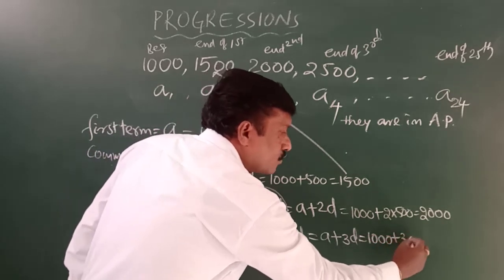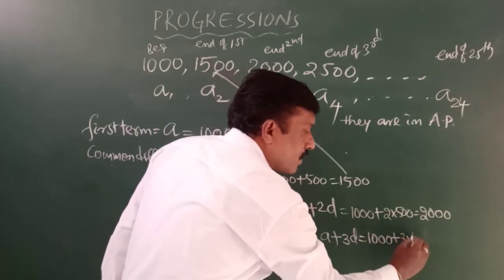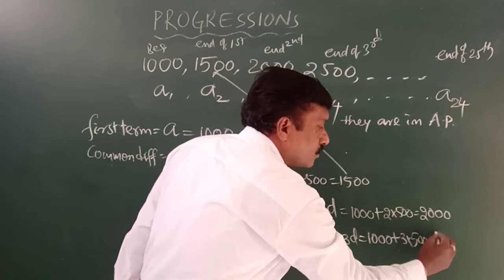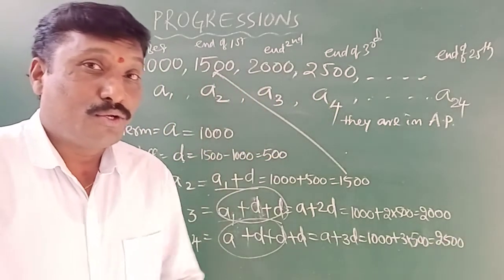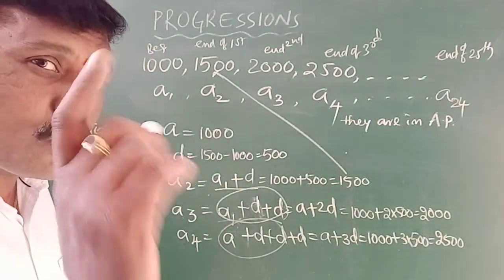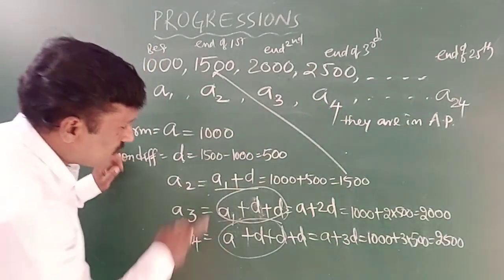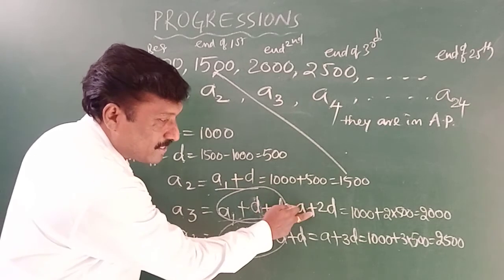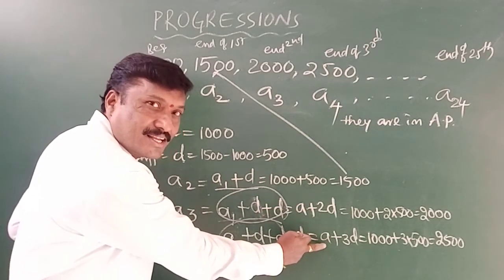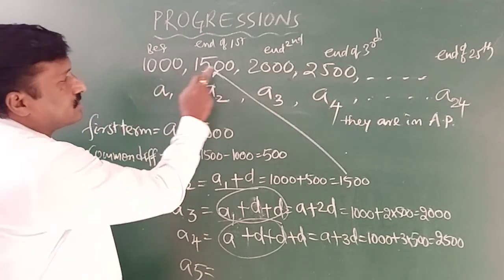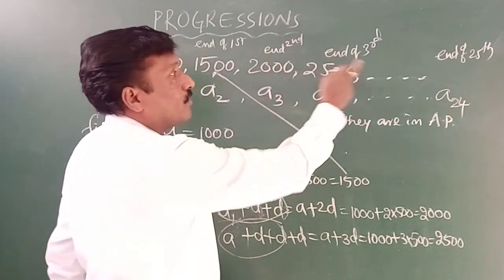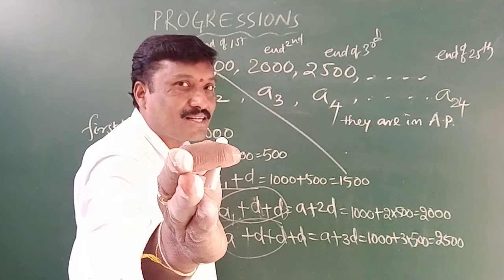1000 plus 3 into 500, so 1500, is equal to 2500. Did you observe or not? You are going to get one pattern. First one is a plus d, a plus 2d, a plus 3d. If I want the fifth term, first, second, third, fourth, fifth term, all of you know your answer is 3000.